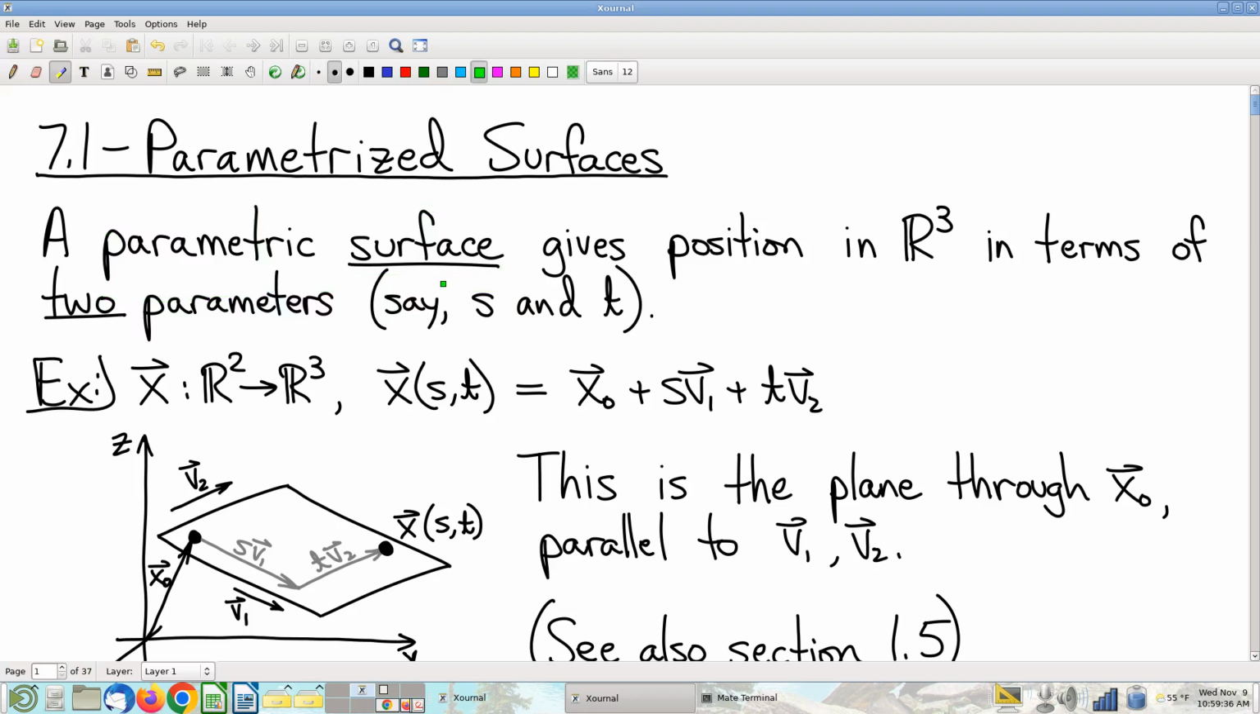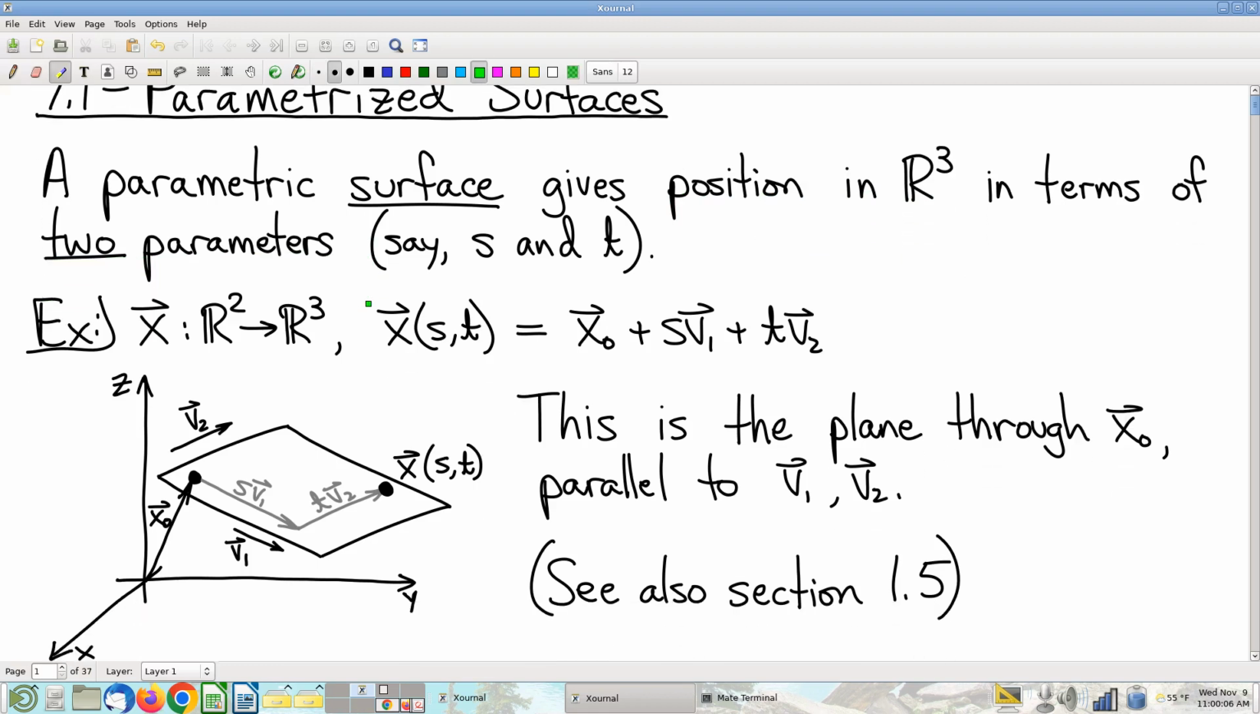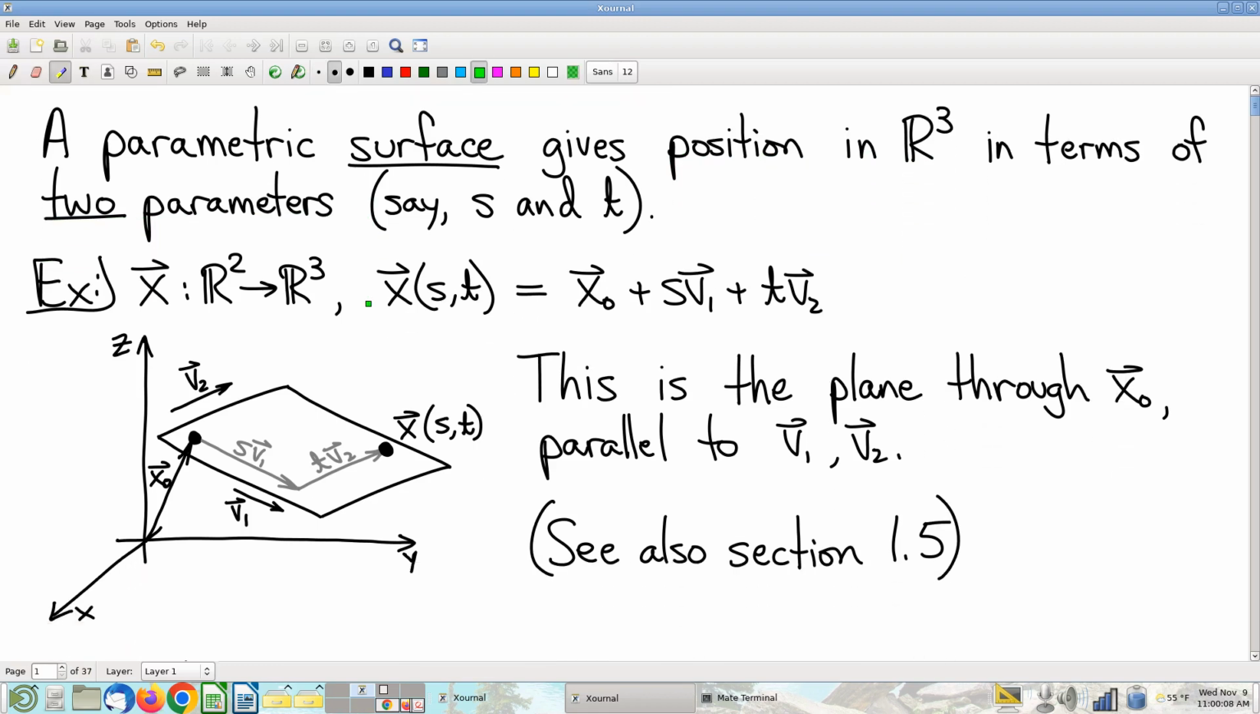So a parametric surface is a lot like a parametric curve, right? A parametric curve is position as a function of a single parameter, right? Position is a function of time. That's the way we think about it most of the time. Well, a parametric surface is just position as a function of 2 parameters instead of 1. That's all it is. And we've actually seen an example of this previously, so I like to start with this one. This is straight out of section 1.5.